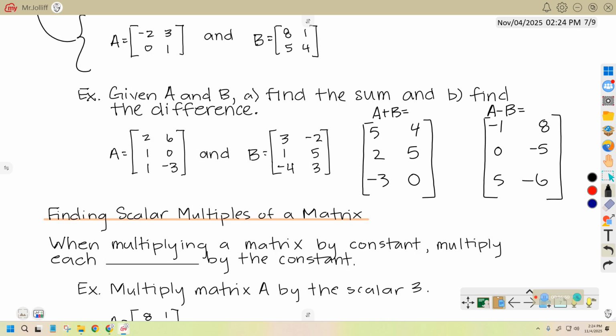Good. The next operation is very similar. It says finding scalar multiples of a matrix. Have we seen that word scalar before? No. Scalar in math means a constant number. There are quantities in math and science that are just numbers.